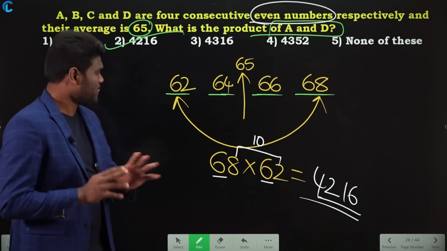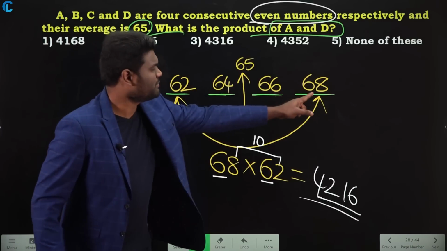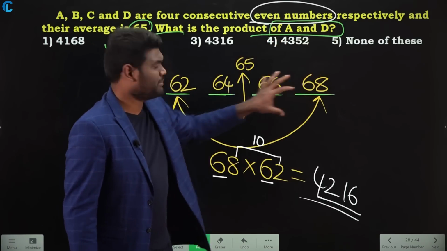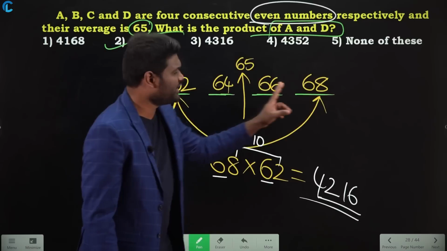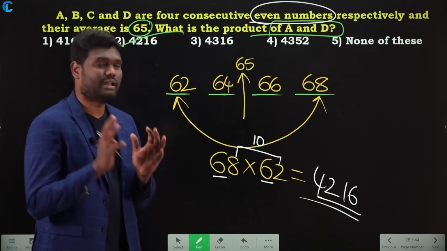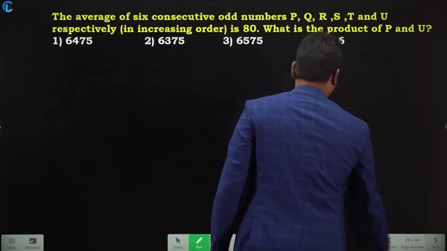Just what you need to do is find the highest number and the lowest number. The product of A and D. D is highest number, A is lowest number. So 62 into 68, answer is 4216. Very simple question. Let us look at the next one.